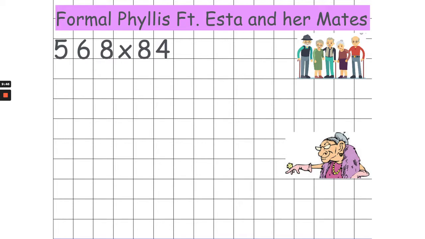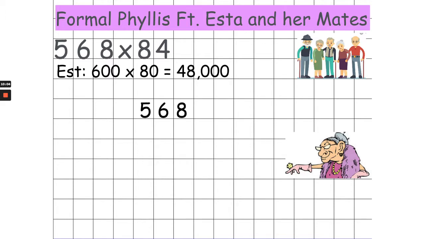Esther and her mates have said, round your number up to about 600 and multiply it by about 80. 6 times 8 is 48, and then it's 10, 100, 1,000 times bigger. My answer needs to be somewhere near 48,000. Now we've estimated, we set it up into formal method. 568 multiplied by 84.